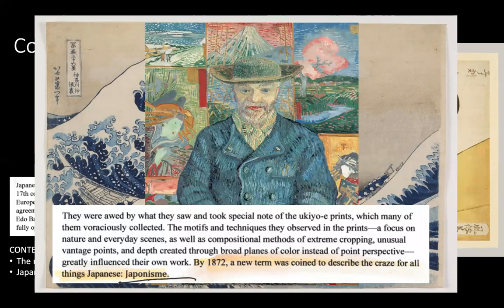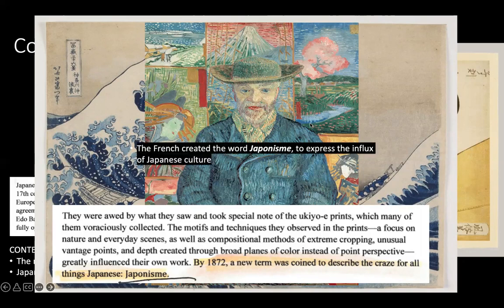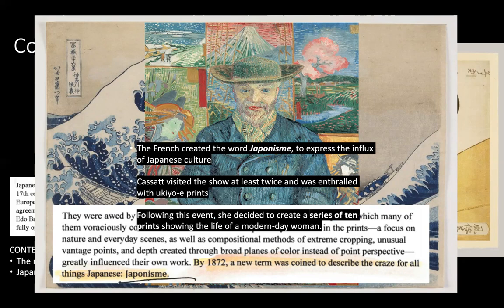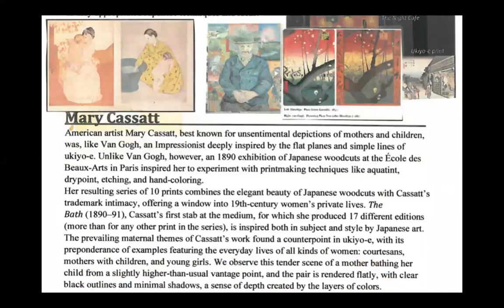I love this Van Gogh painting. So he's actually painting his art collector, his art dealer, with all of these Japanese artworks behind him. All right, so the French created this word. Cassatt visited this show at least twice and was enthralled with the ukiyo-e prints. Following this event, because of seeing the show, she decided to create a series of 10 prints showing the life of modern day women.